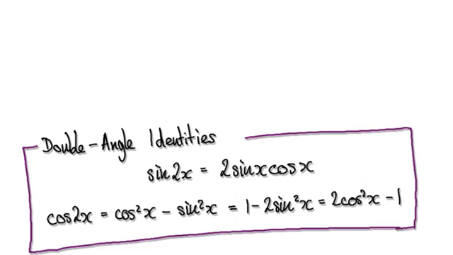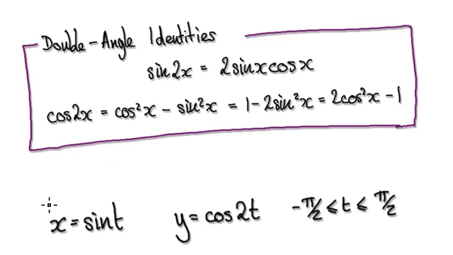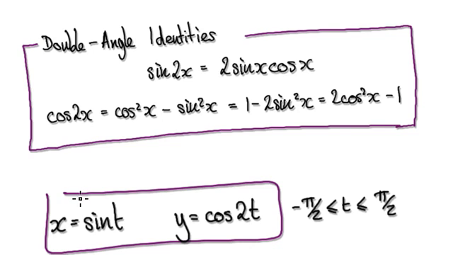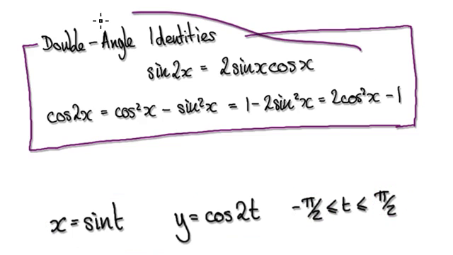Okay, let's give you guys some practice. So come up with a Cartesian equation from these parametric equations from negative pi over 2 to positive pi over 2. And this is here just to help you. So press pause and have a go.